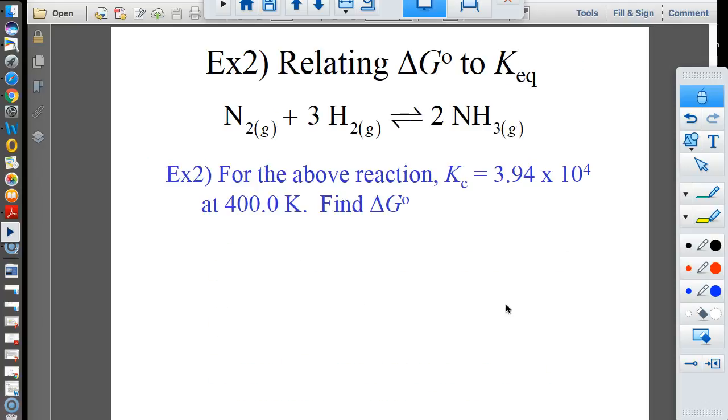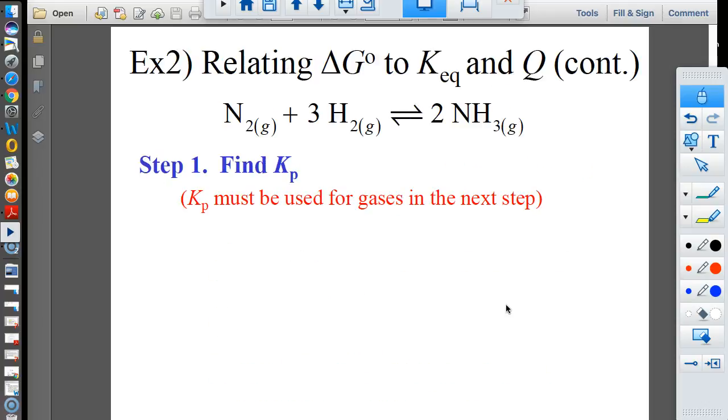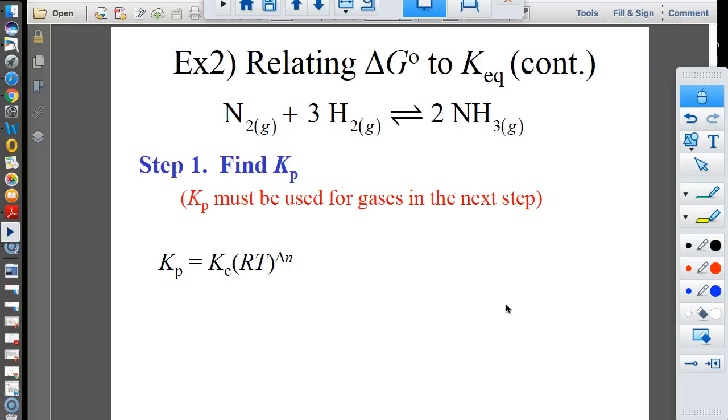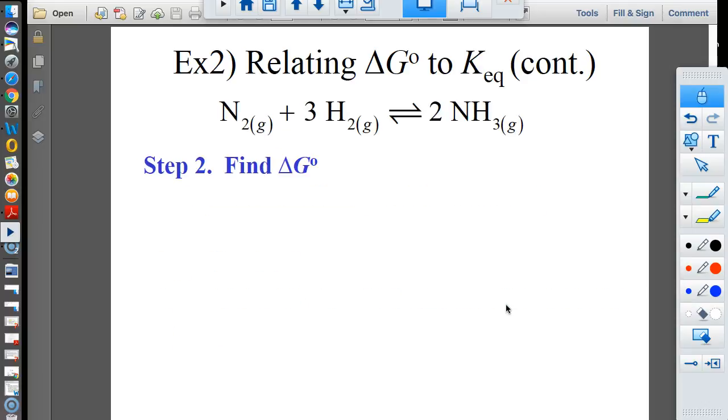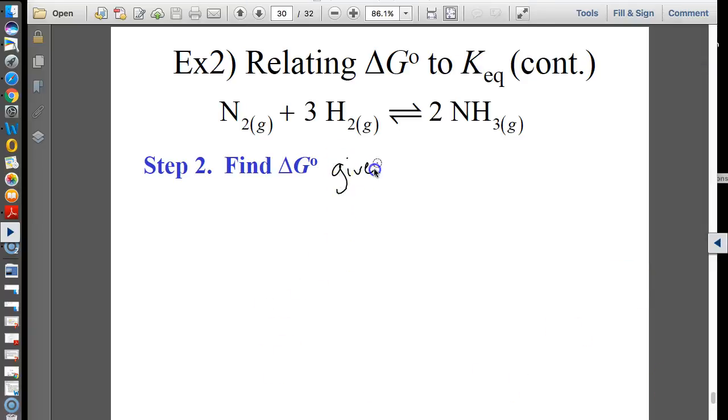We don't have to do Kc to Kp, so I'm skipping this first part. We're going to use their Kp value. See, their Kp is 36.5. So we're going to use 36.5 as our Kp. All right, let me rewrite this for you. Find Gibbs free energy given that Kp is 36.5. So you would just fill it into the formula the other way. This is actually really easy.